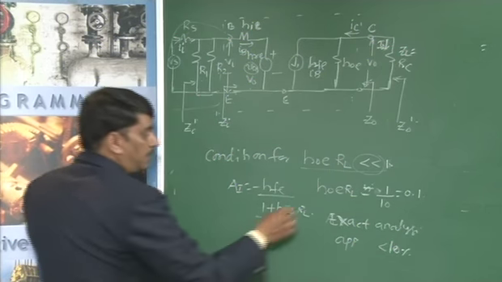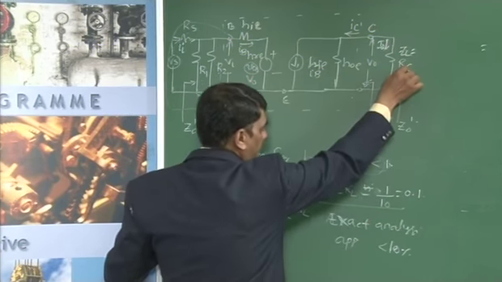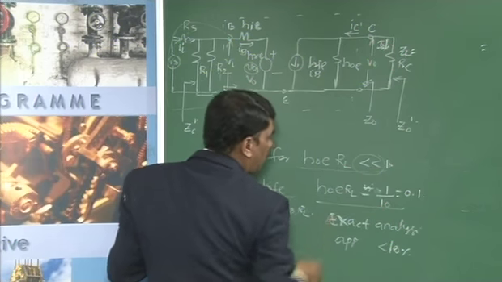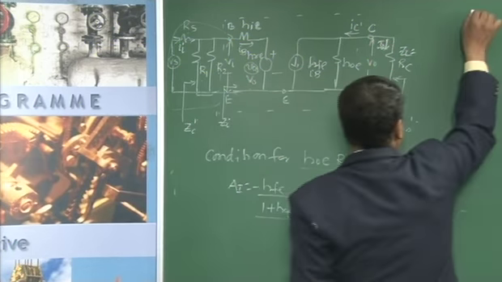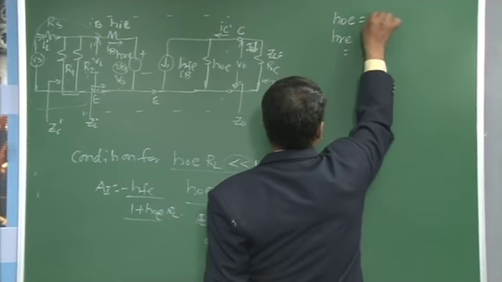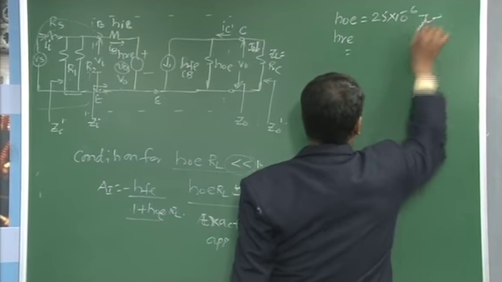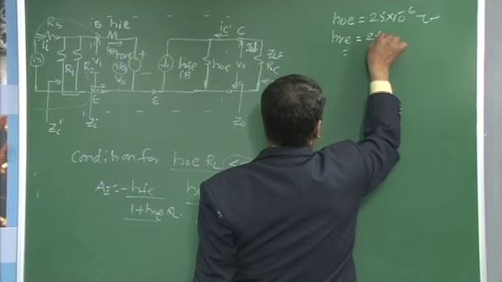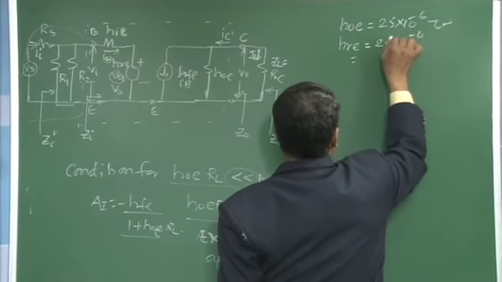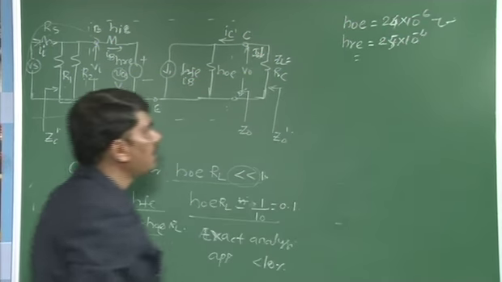If this condition is satisfied, HOE into RL, where RL is nothing but RC, is less than 1, then we have to neglect the values HOE and HRE, because HOE is 25 into 10 to the power of minus 6 mhos, and HRE is defined as 2.5 into 10 to the power of minus 4.